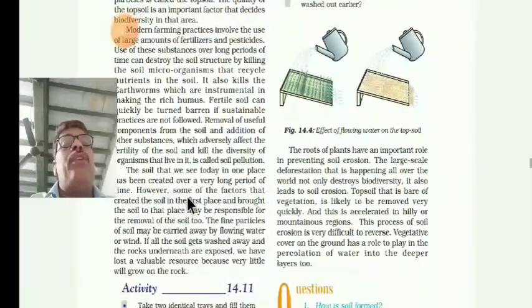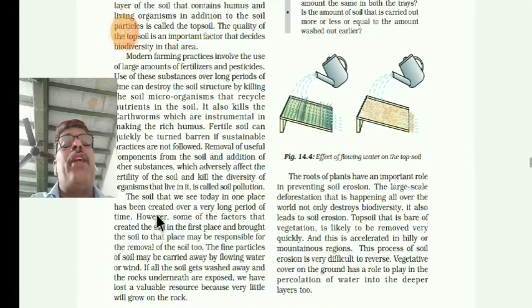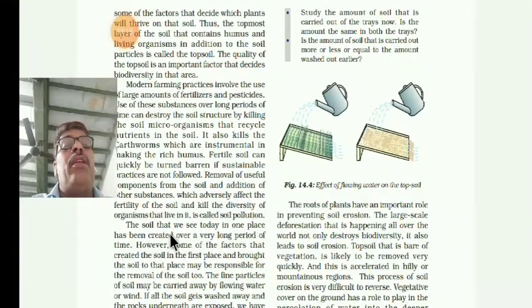The soil that we see in one place has been created over a long period of time. However, some of the factors that created the soil in the first place may also be responsible for its removal. From place to place the soil particles are moving and new soil is forming. The fine particles of the soil may be carried away by flowing water or wind. Along with the water flows, some of the good soil is carried away. In this way soil formation takes place.